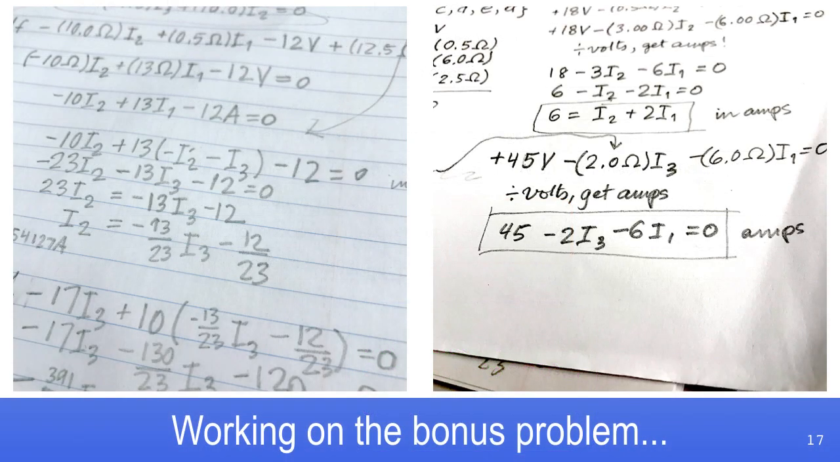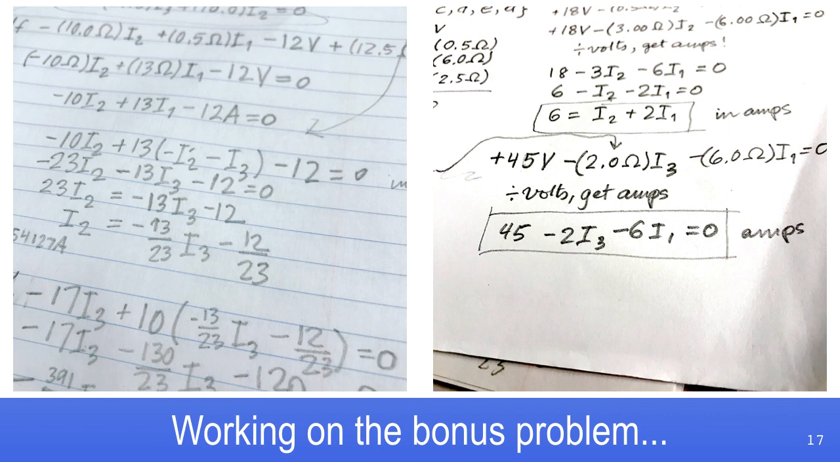Anyways, all right, now the bonus problem, I'm still working on it. And some of the answers look good. Now, up here, there's a lot of pain. I shouldn't have assigned this problem. Look at these equations. Look at this one. I2 is equal to negative 13 over 23 times I3 minus 12 over 23. That's one of the loop formulas after the junction formula has been plugged in. And so that is a menace to navigation.